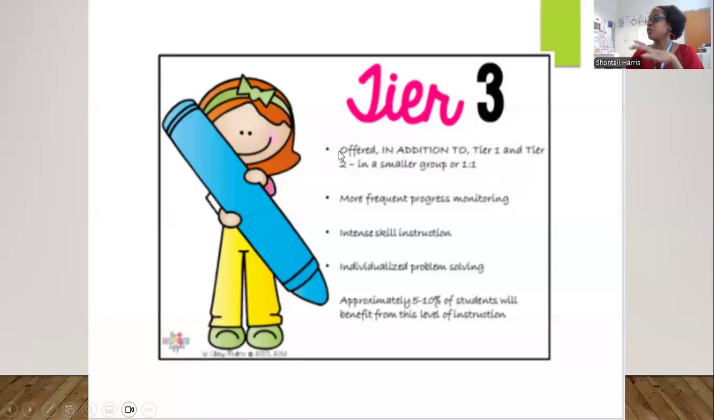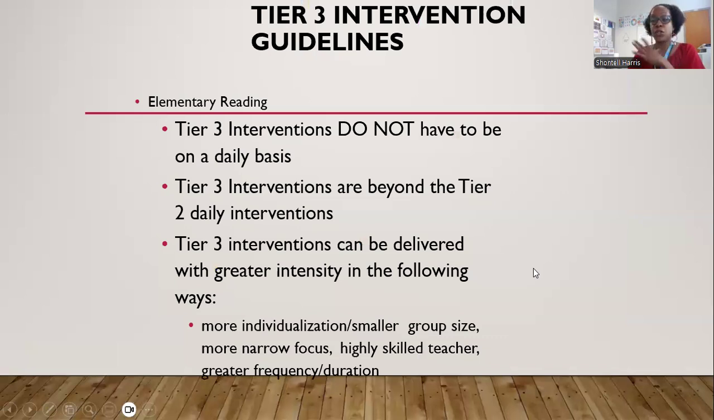All right, then tier 3 is offered in addition to tier 1 and tier 2, where there is more frequent progress monitoring and more intensive problem-solving skills. So about 5 to 10% of the students will benefit from this. So it's a smaller amount, okay? Tier 3 is not done on a daily basis, and it's beyond tier 2 interventions. It is delivered with more intensity.